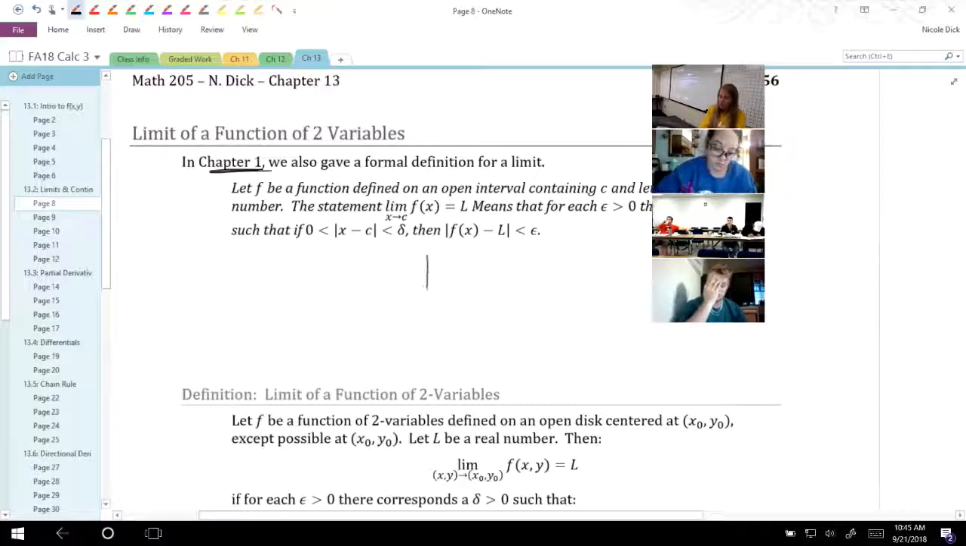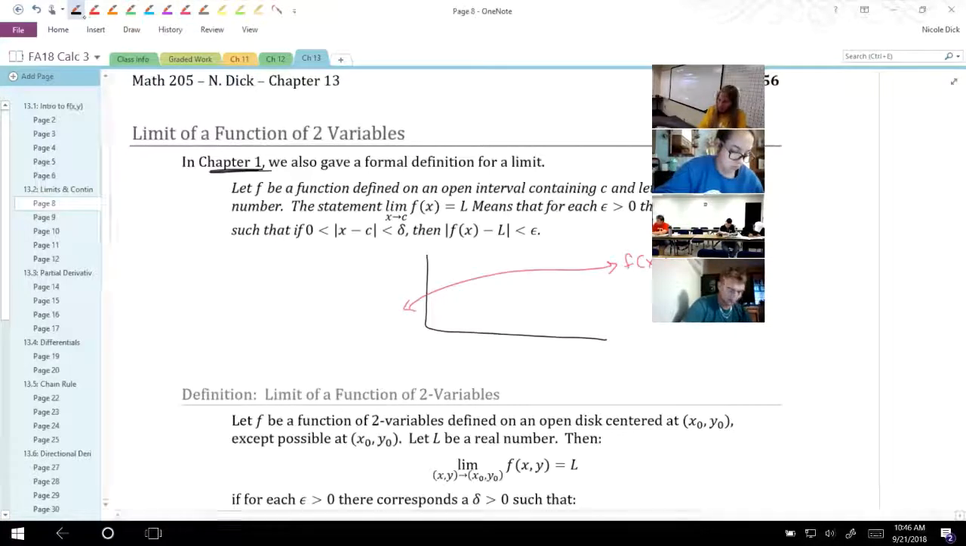But here is a little visual of what we're looking at. If we draw a similar picture to what we had on that first page, we've got some function f of x. It is approaching some point c, and when we approach that point c, we hit some point L. So it's a similar picture to the definition of this.